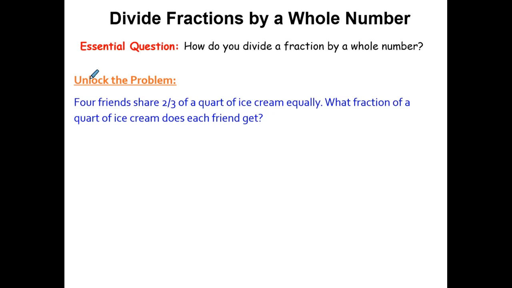I'll pause as we go along so that you can write down what you need to write down in your notebooks. So Unlock the Problem states 4 friends share 2/3 of a quart of ice cream equally. What fraction of a quart of ice cream does each friend get? So first way we're going to do it is by working it out, problem solving.